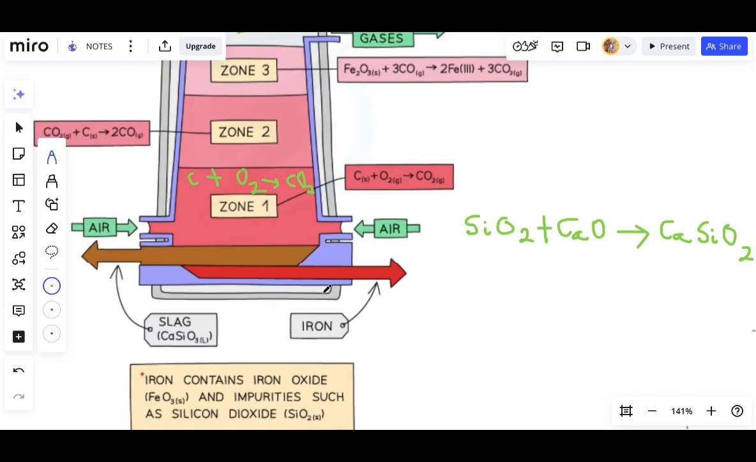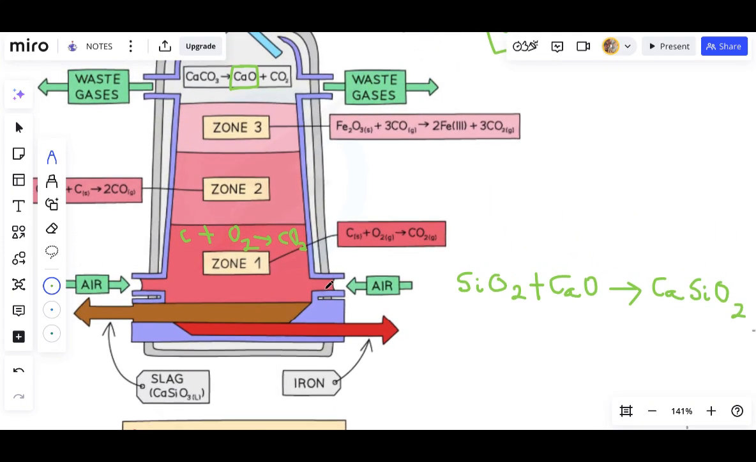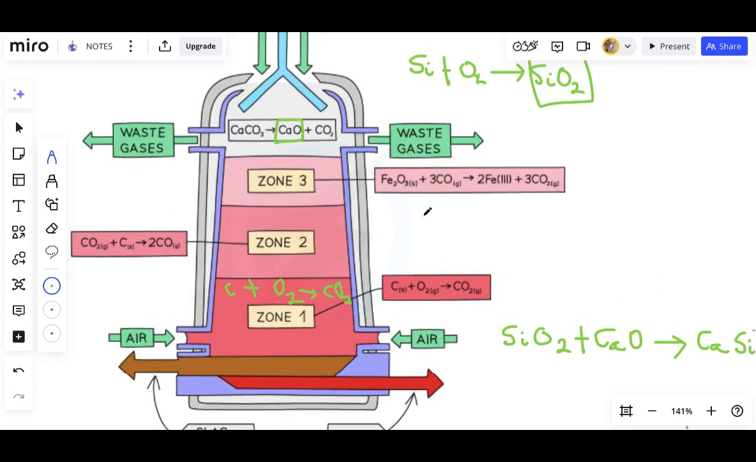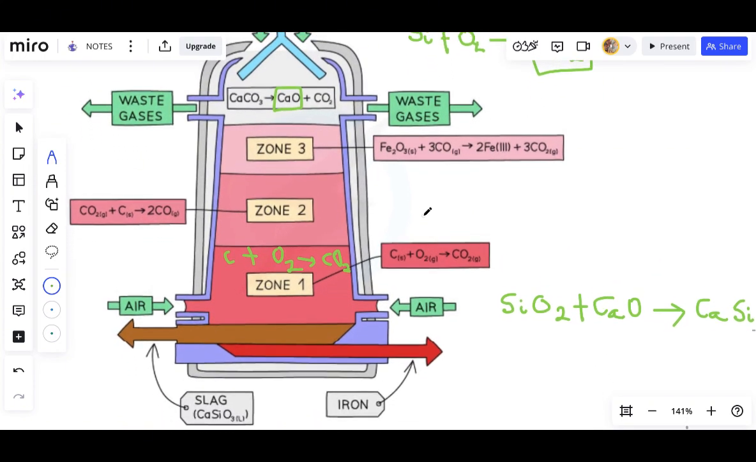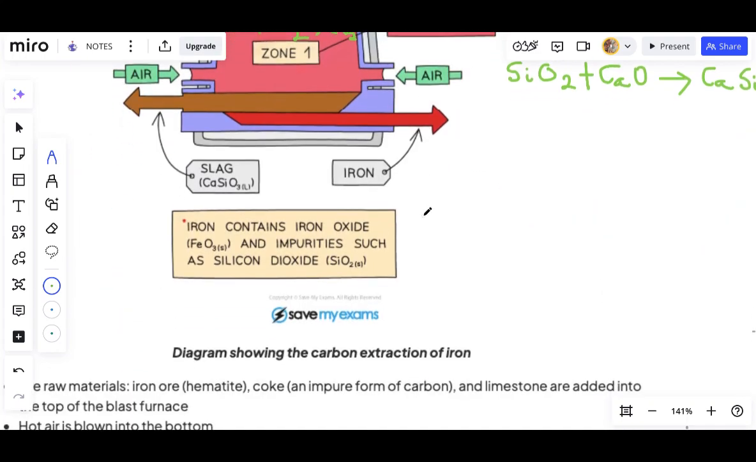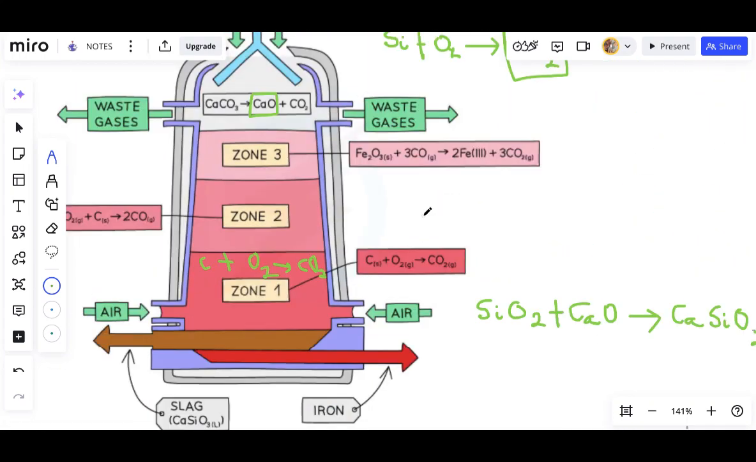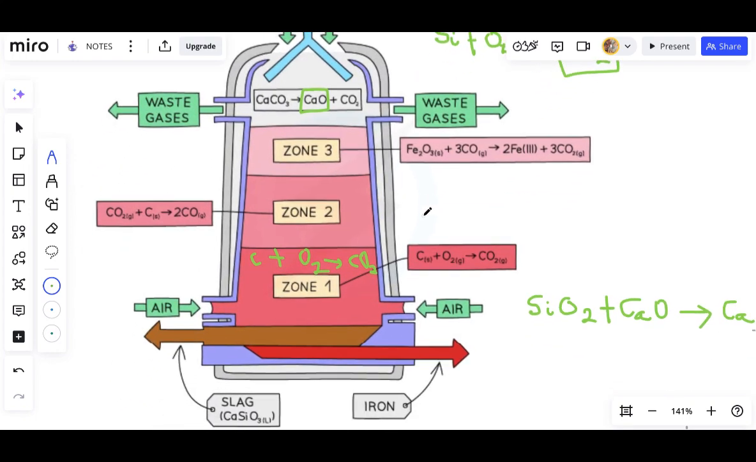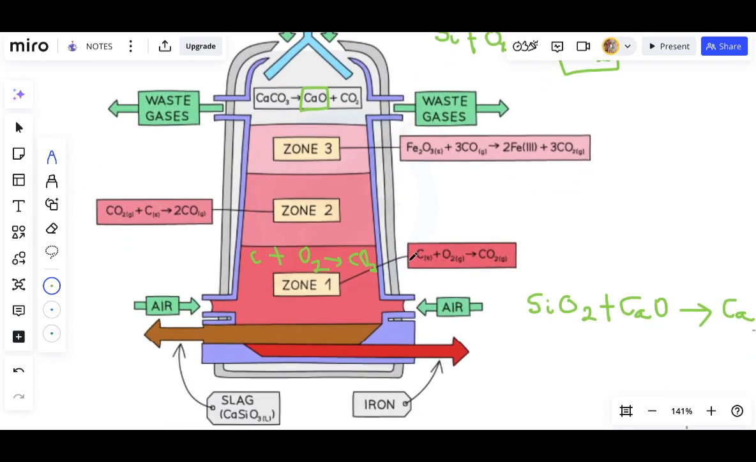Now this molten iron, which is liquid, is denser, so it goes down and it will be obtained from here. So you see, this is how we get the pure iron that we use for building the body of cars, the body of everything we build. Is that okay? So you can see the important reactions. The first one is carbon from coke reacting with oxygen to produce carbon dioxide in zone 1. The carbon dioxide reacts with more carbon from coke to produce carbon monoxide in zone 2.